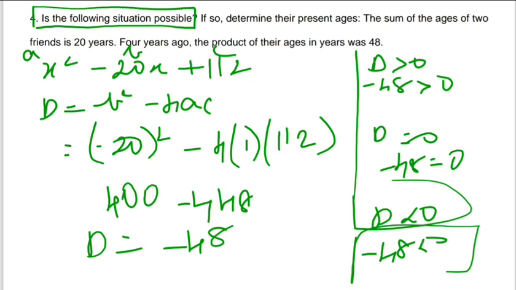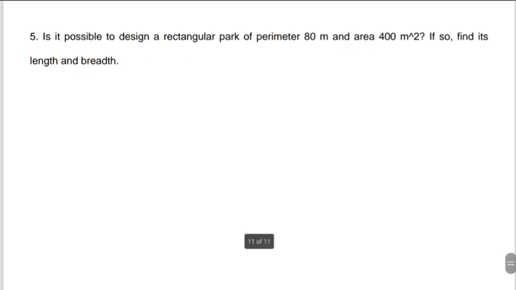So let's go to the last sum of this exercise. So this is the last sum of the exercise. Is it possible to design a rectangular park of perimeter 80 meter and area 400 meter square? If so, find the length and width. So again they are asking whether the situation is possible or not, such that the perimeter of the rectangle is 80 meter and area is 400 meter square.